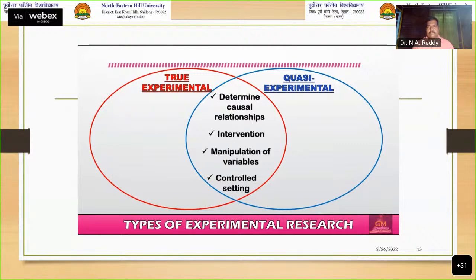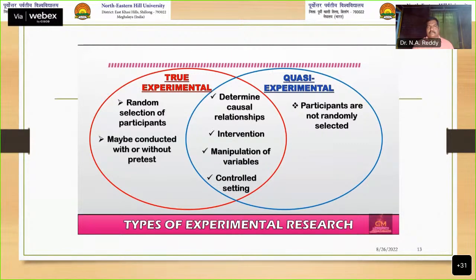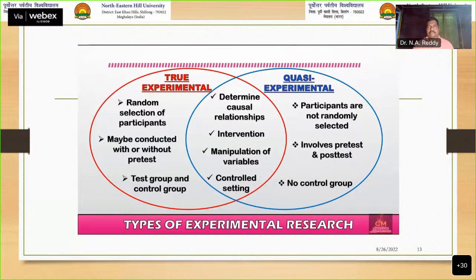In terms of differences, in true experimental research, there is the random selection of participants, whereas in quasi-experimental research, the participants are not randomly selected. Also, true experimental research may be conducted with or without a pretest, while quasi-experimental research involves pretest and post-test. And finally, true experimental research involves a test group and a control group, while quasi-experimental research does not have any control group.